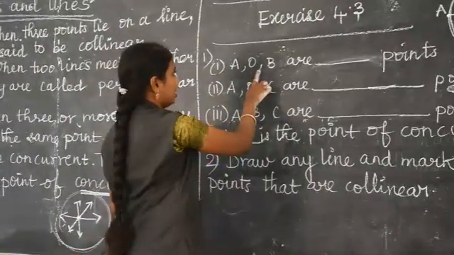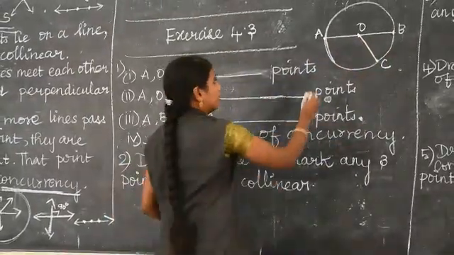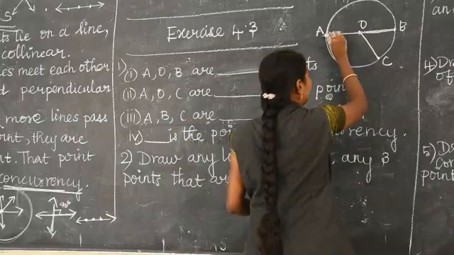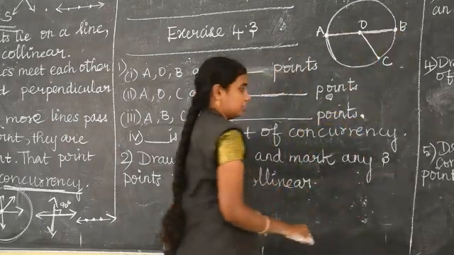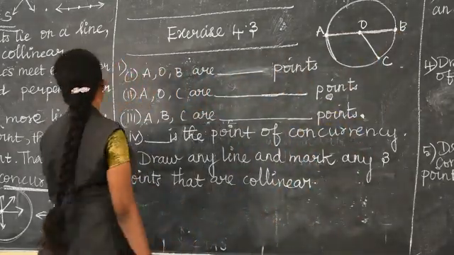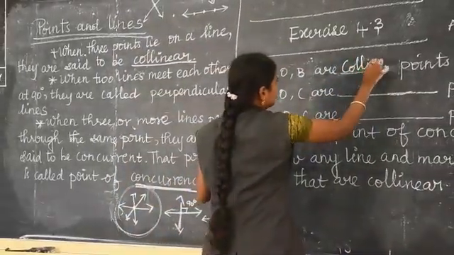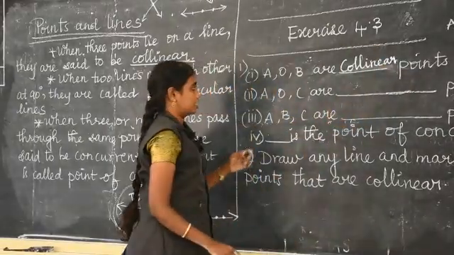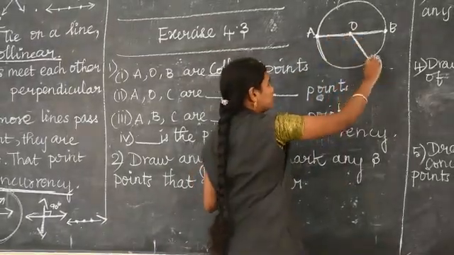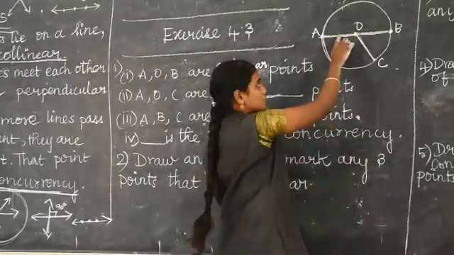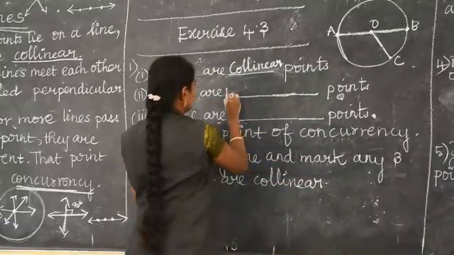Listen to me. Observe the figure. AOB. Consider this as one line. How many points do we have? 3 points on your line. So 3 points means what I said? It is collinear. Write the spelling properly. Collinear. Next, AOC. Is it one line? No, it is not a line. It's 2 lines. Yes or no? So A, O, C are not collinear.